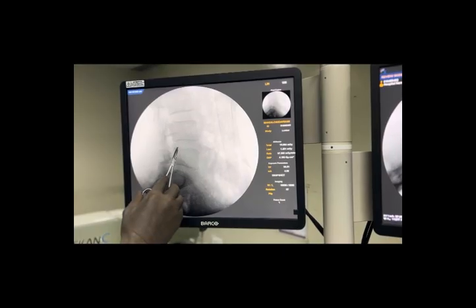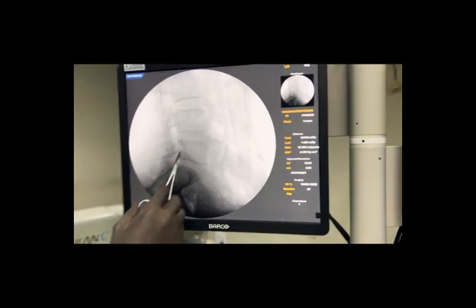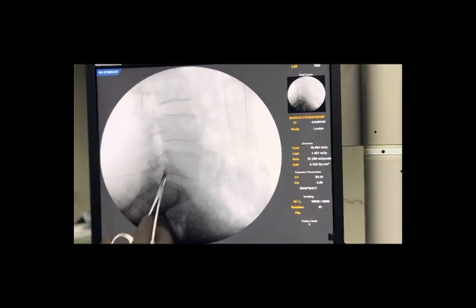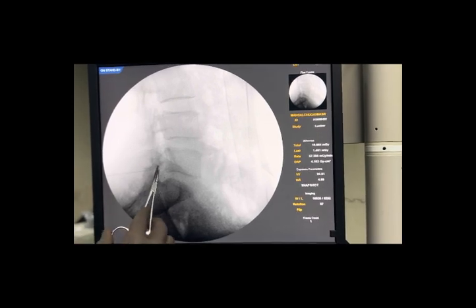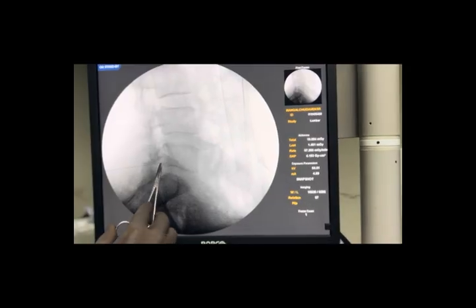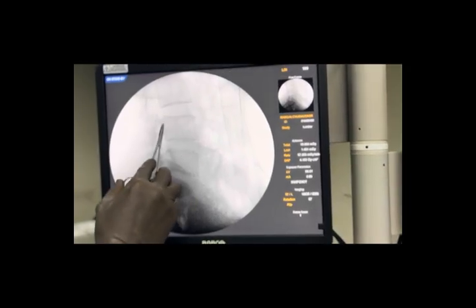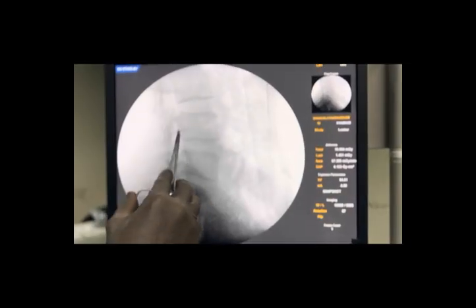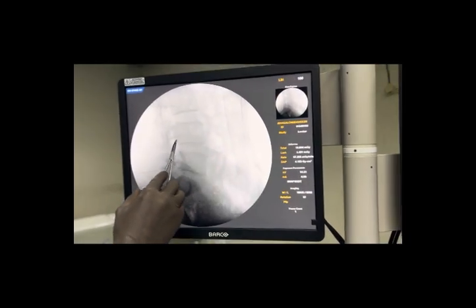Okay. In lateral position, that's the body of the L5 vertebra, that's the pedicle, and that's the needle, and this is a foramen from where the L5 root is going to exit. And this is the L4 vertebra, that's the pedicle of the L4 vertebra, that's the foramen of the L4-5 level, and from here the L4 root is going to exit.